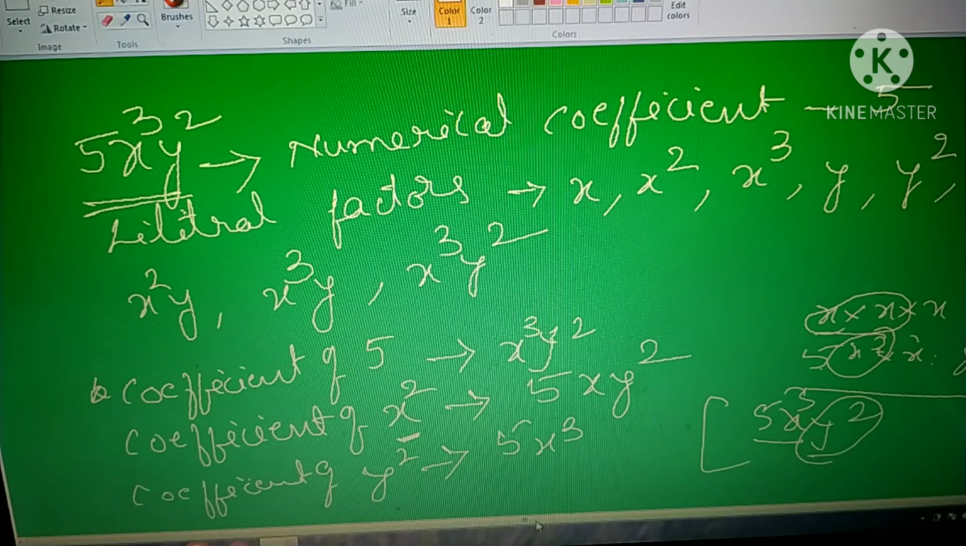So check the term first. Leave that variable or number which they have asked, and write down all the remaining. That is your coefficient of that particular variable or number. So the coefficient of 5 here means I leave this 5 and write the remaining factors, x cube y square. Coefficient of x square means leaving that x square and writing the remaining factors here. Coefficient of y square means leaving this y square and writing 5x cube here. Like that you have to write coefficients.